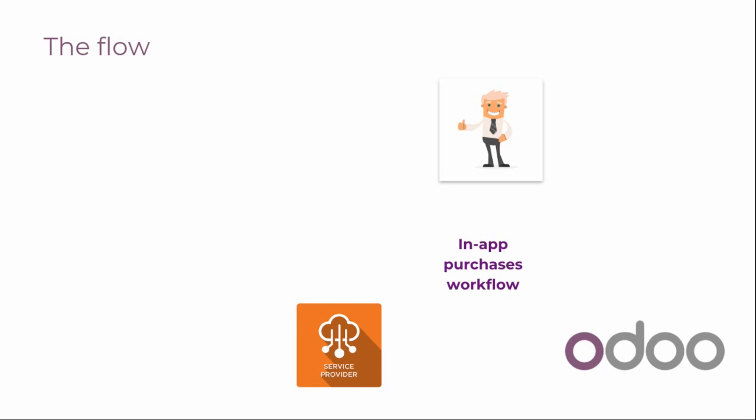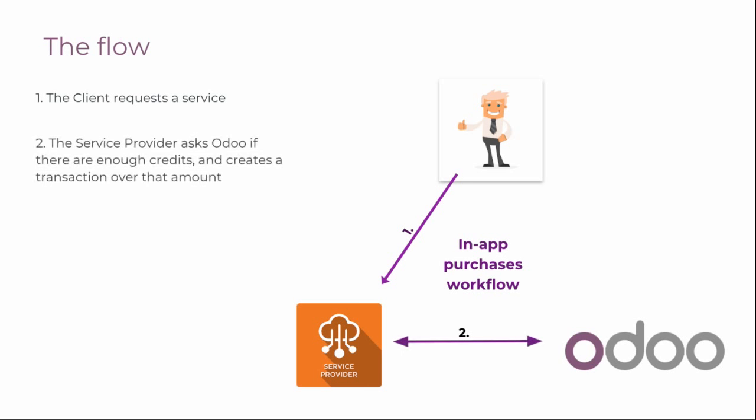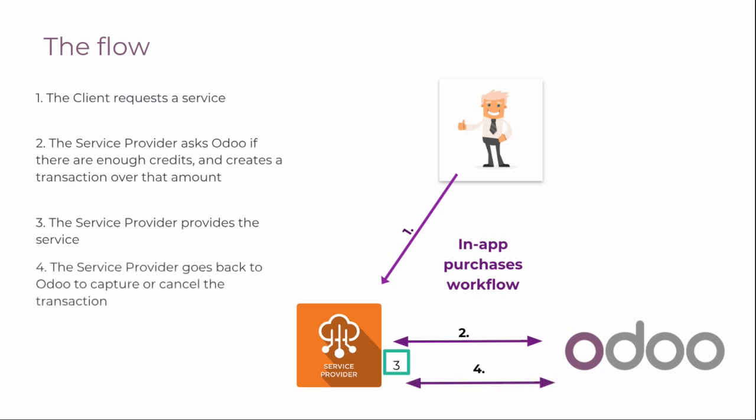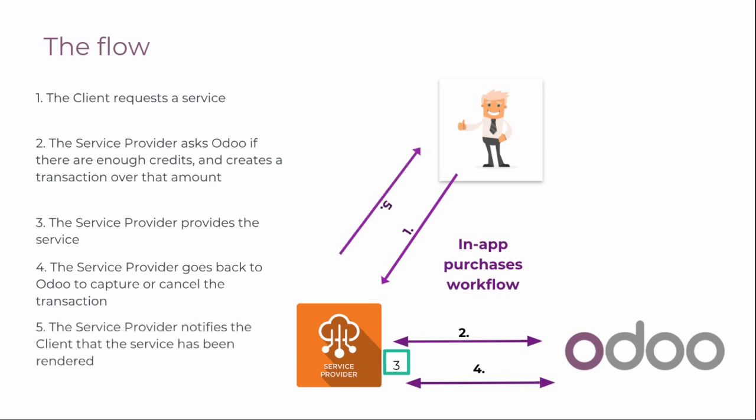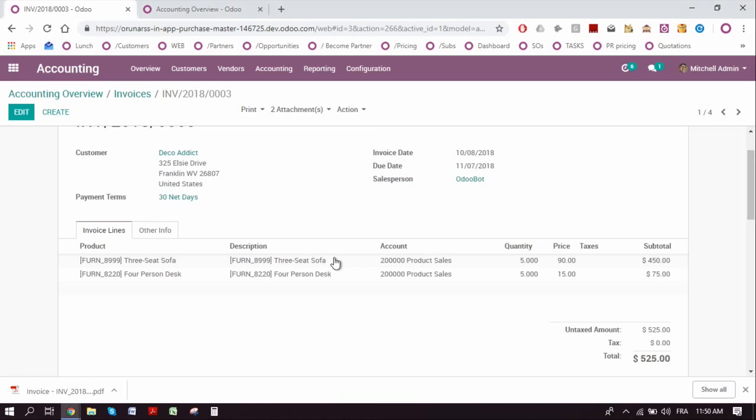Okay, so what is the flow like? Just very quickly. When the customer clicks the Get Paid Now button, for example, it requests a service from the service provider. The service provider asks Odoo, hey, does this guy have enough credits? Odoo will say, of course, yes or no. If it's a yes, third step, they provide the service. And then, of course, they get the credit for the transaction. And then the client knows that the service has been rendered.